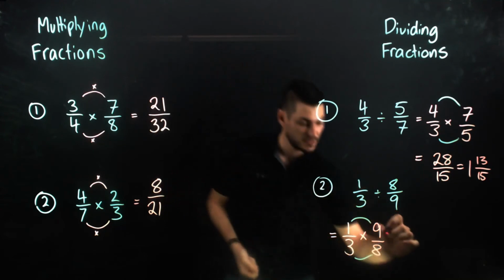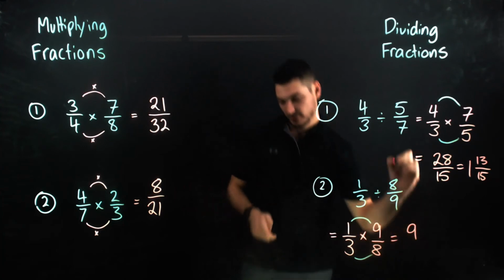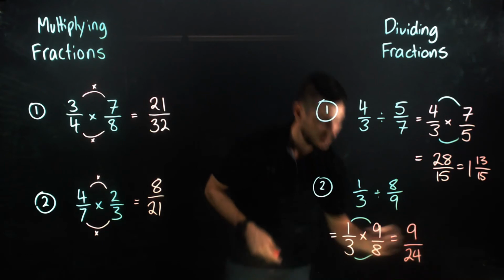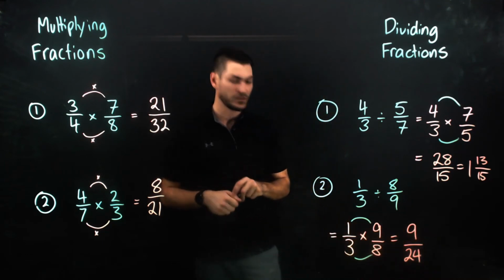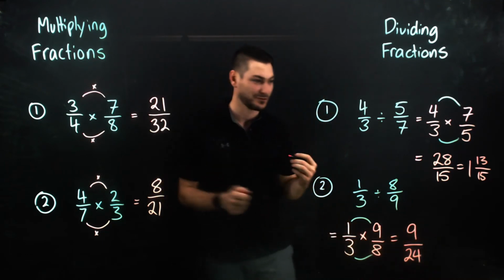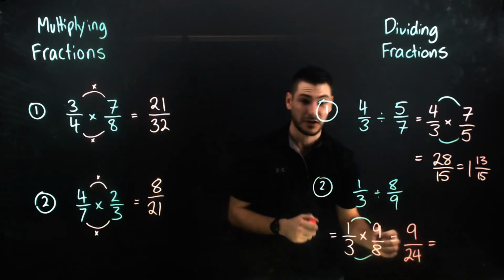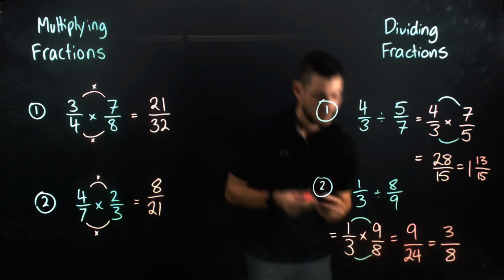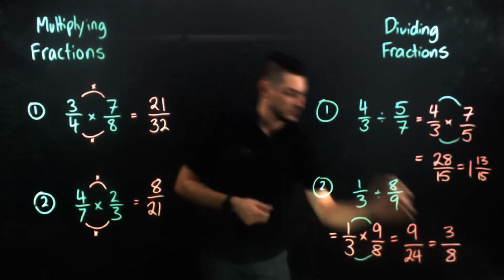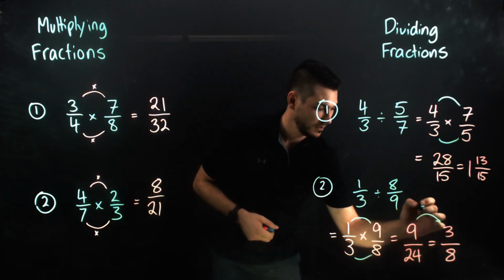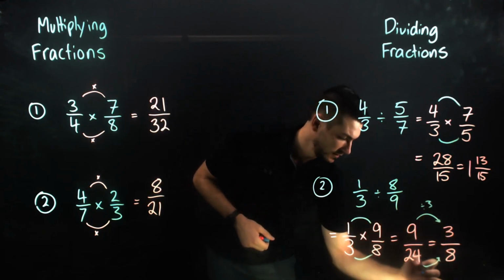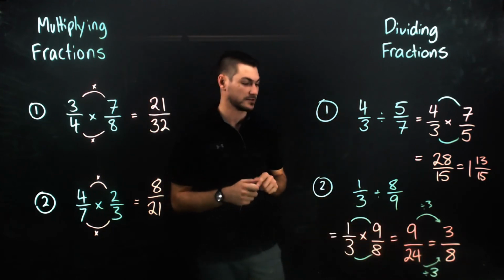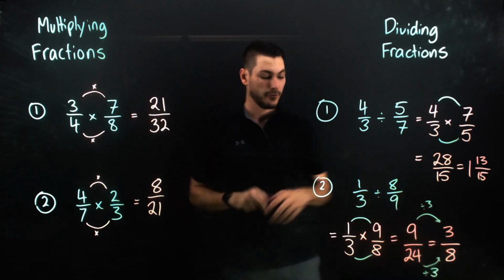1 times 9 is 9. I have to duck down here. I'm using the bottom of my board. And 3 times 8 is 24. Oh, cool. 3 goes into both of those numbers, so I actually can simplify one for once. And I get 9 divided by 3 is 3, and 24 divided by 3 is 8. And I'll just indicate here what I've done. Divide by 3 and divide by 3 as well. And 3 over 8 is my final answer.